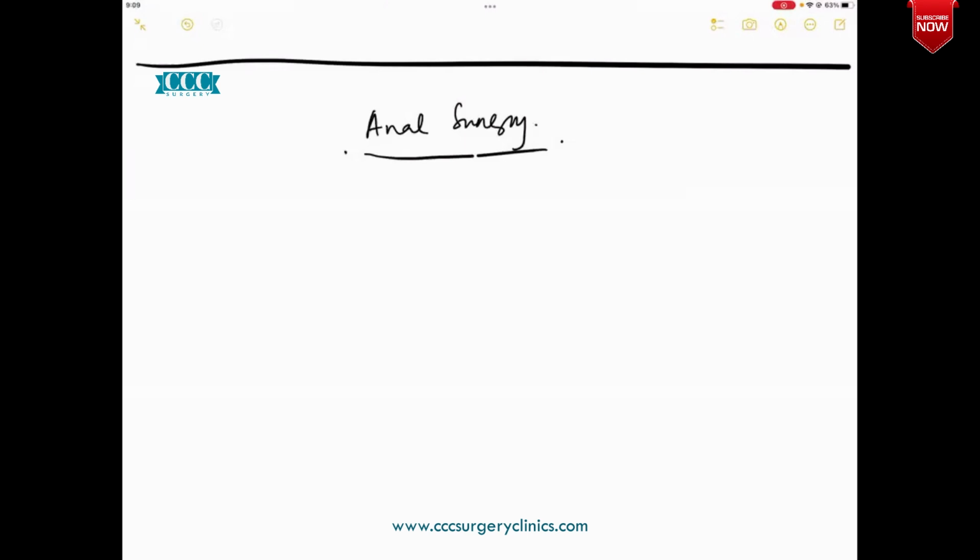So if you're planning a fistula surgery, or maybe even a sphincter reconstruction, there is no evidence that supports the use of this, but the majority of surgeons will still do that.